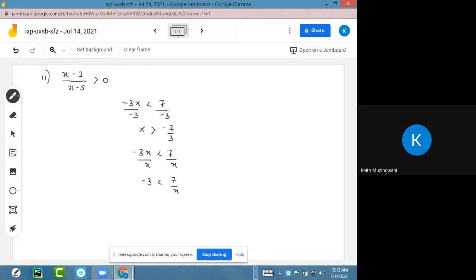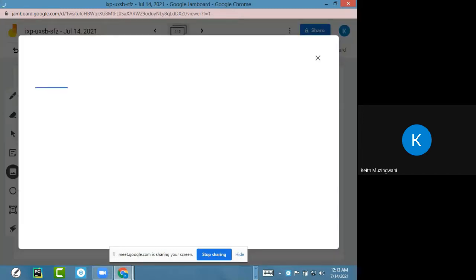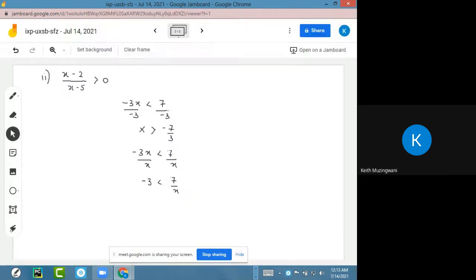But we don't know. What if x was negative? The inequality should have changed. Now it has not changed because we don't know what x is. So that's the more reason why we do not cross multiply a variable. So it's the reason why we don't cross multiply a variable.